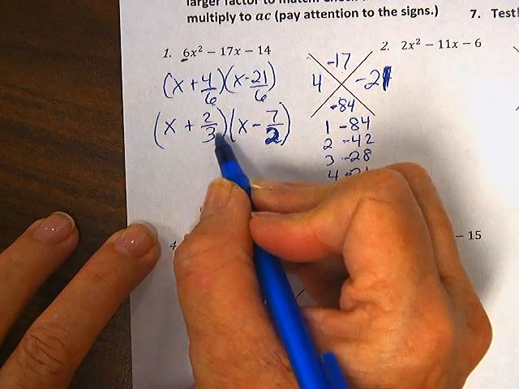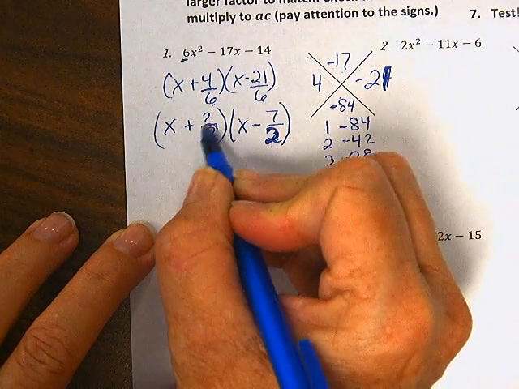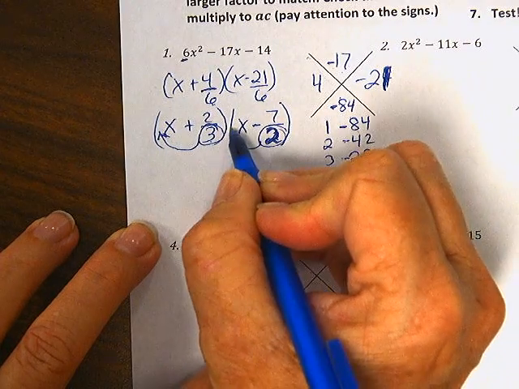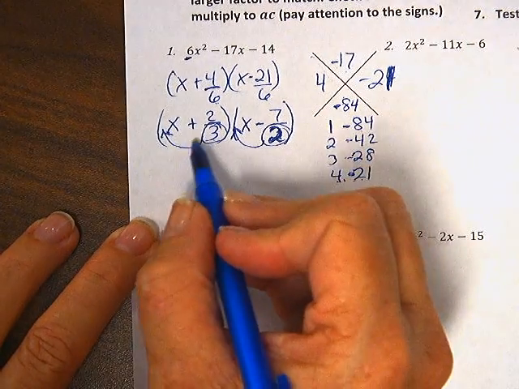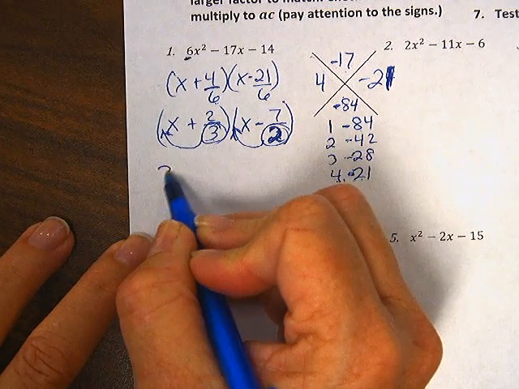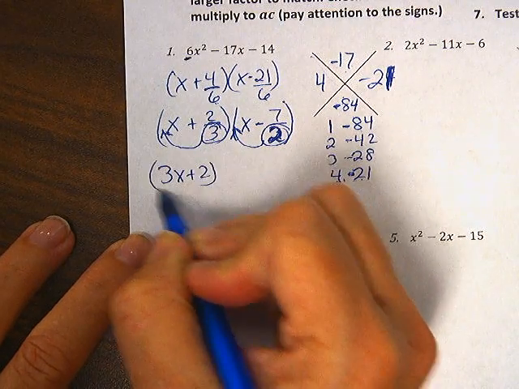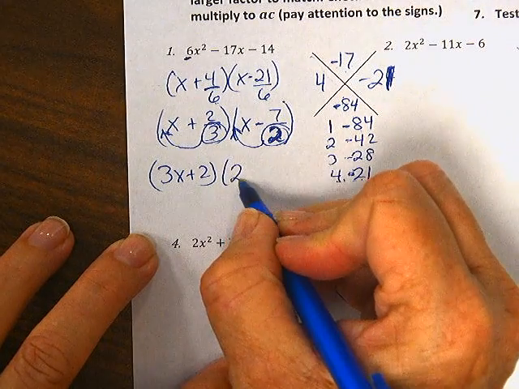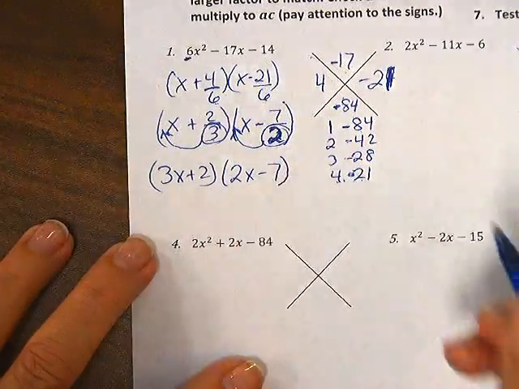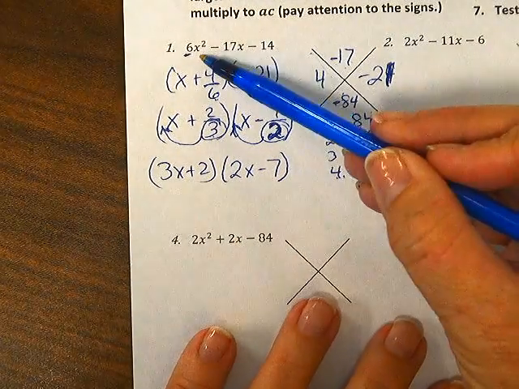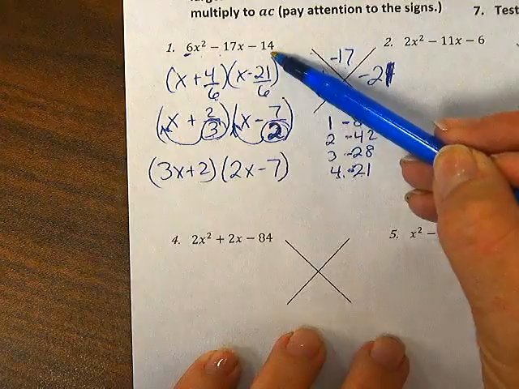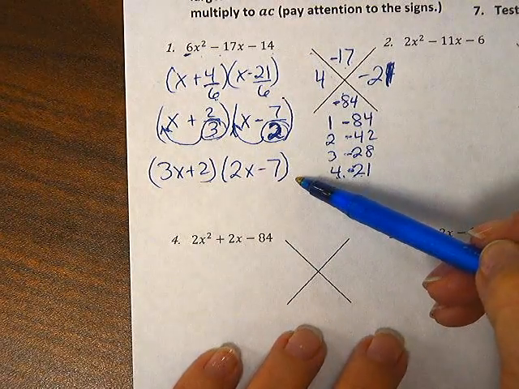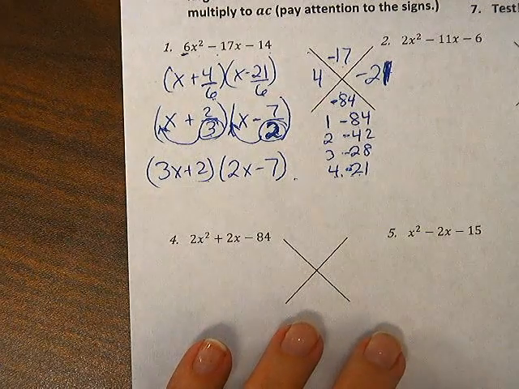Now if there's a denominator, so we have a 3 and a 2, we take that denominator and kick it to the front of our factor. So my complete factor here is the 3 in the front plus 2, so 3x plus 2. The second factor, I've moved the 2 to the front, so I have 2x minus 7. So my factors of 6x squared minus 17x minus 14 are 3x plus 2 and 2x minus 7. And we would be done with factoring at that point.